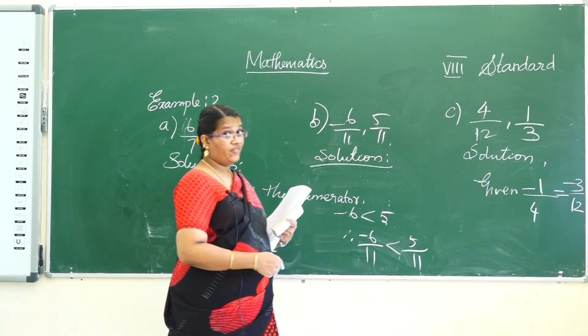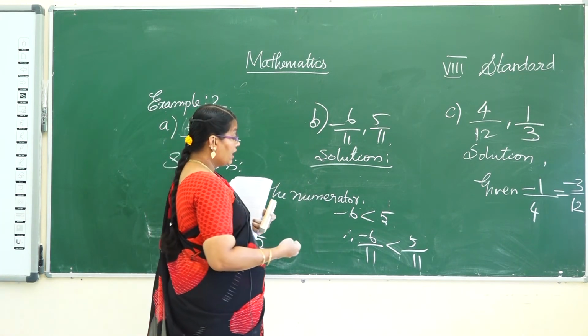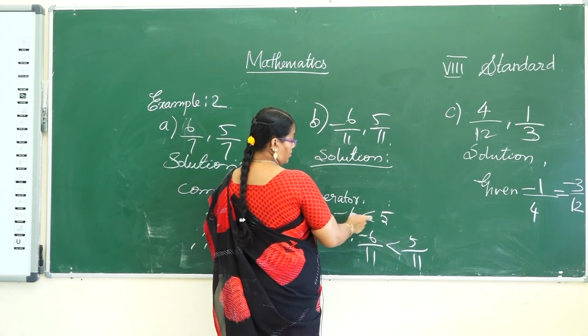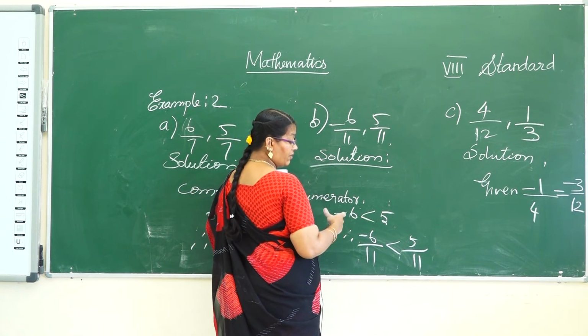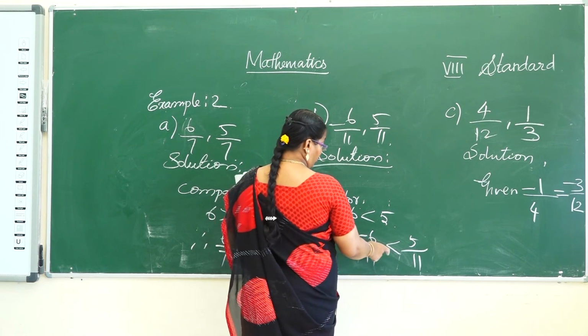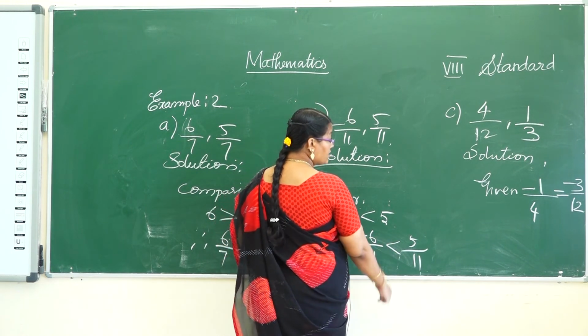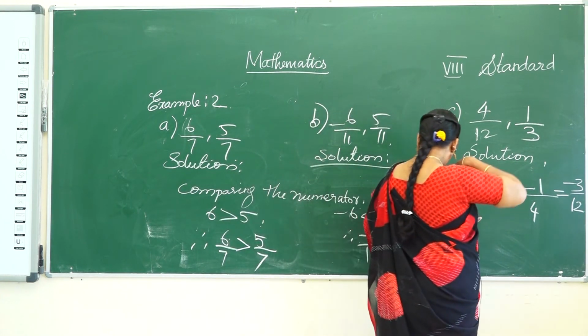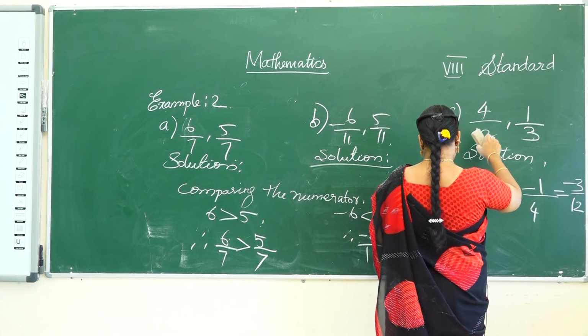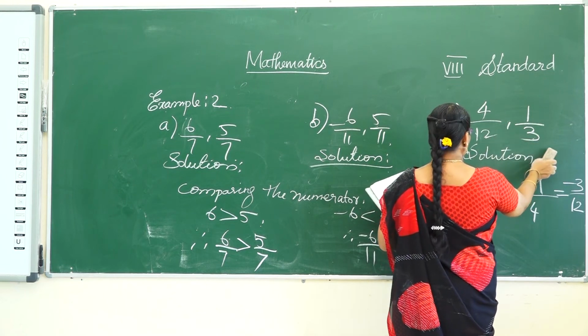Here a negative value is given. Okay, carefully do. Here a negative value is given, so compared with 5, it is the smallest one. So minus 6 by 11 is less than 5 by 11 is the correct one. Okay. And then C, 4 by 12 and 1 by 3.